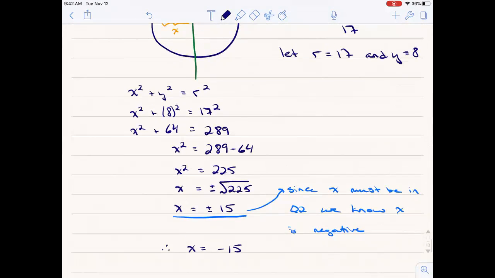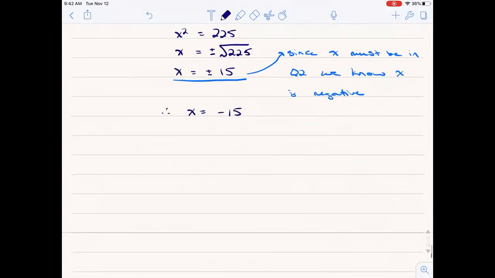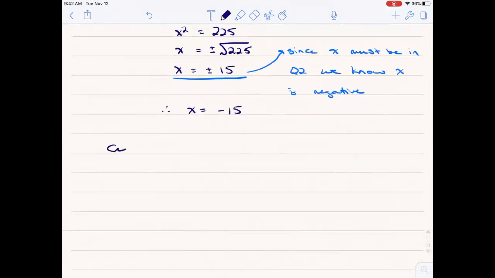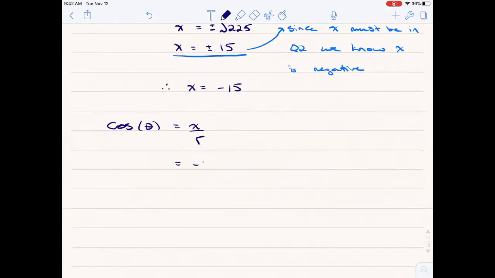And the question said, find the cos of theta, right? Cos of theta is x over r. X is negative 15 over r, which is 17. So there we found it.